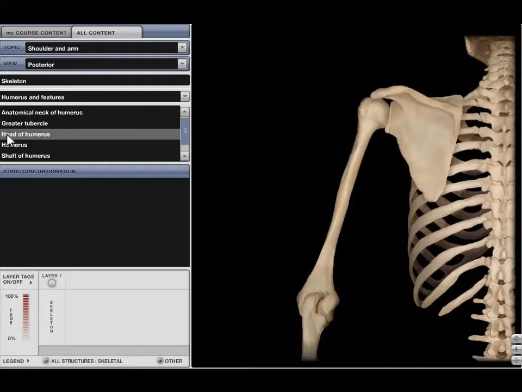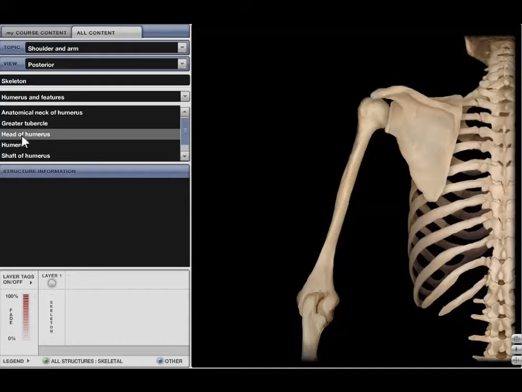Also keep in mind that in the laboratory this week, knowing bone markings is not only going to be very useful, but also necessary in differentiating left and right disarticulated bones. In this tutorial, we're going to focus on a few select bone markings of the humerus and the scapula. And here we're looking at the left posterior side. Let's begin with the humerus.